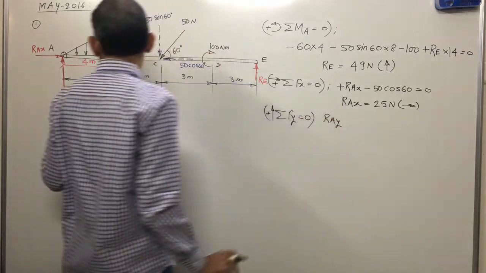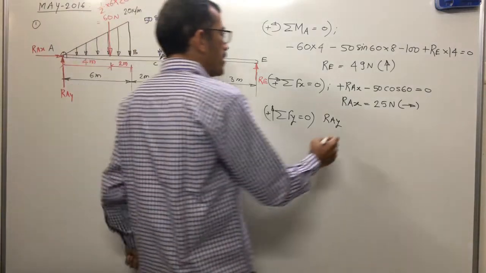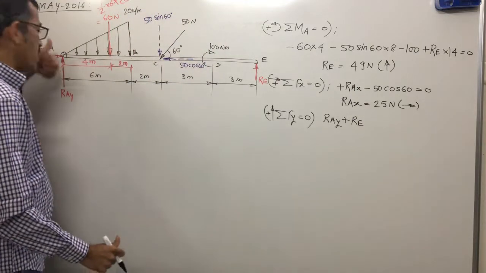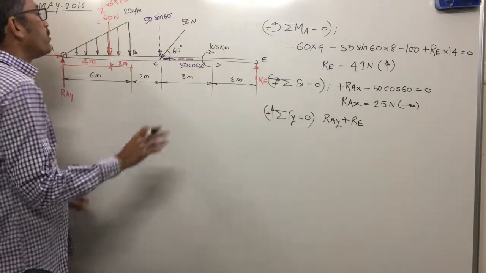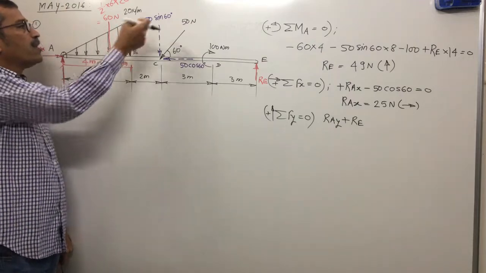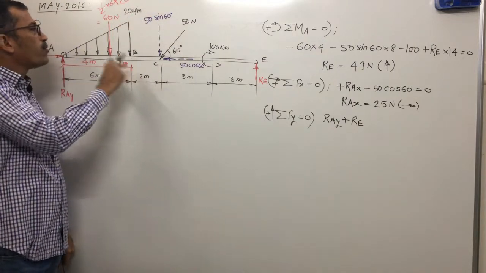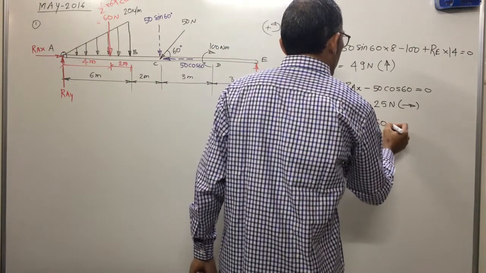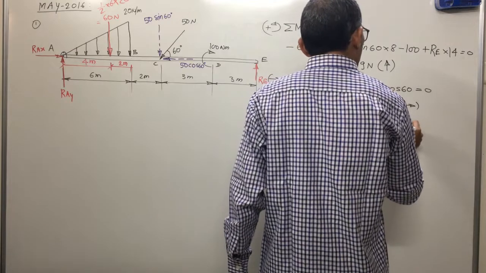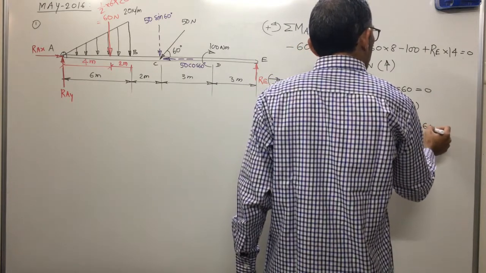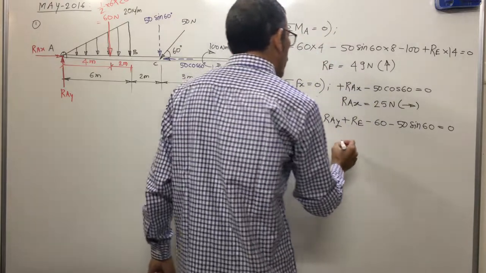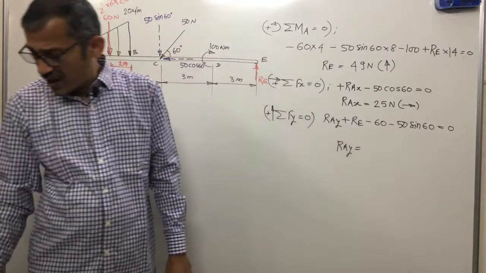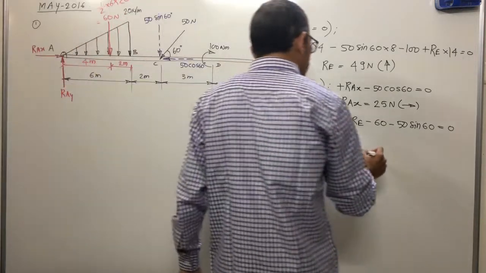Assuming vertically upward force is positive, what will we get here? Ray upward, positive. Re upward means positive, plus Re. Upward forces are taken first. Ray upward, Re upward, both positive. Now in the downward direction, what will we get? 60, and the component of 50, 50 sin 60 downward. Only two forces in the downward direction, so minus 60 minus 50 sin 60 equal to 0. We'll substitute the value of Re and get Ray. Ray comes out to be 54.3 Newton.